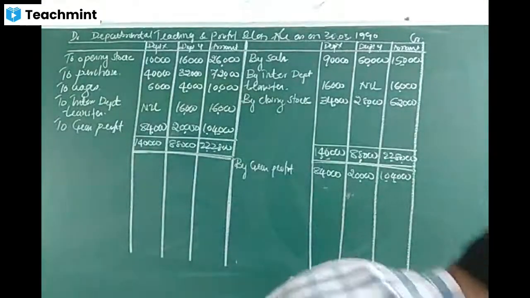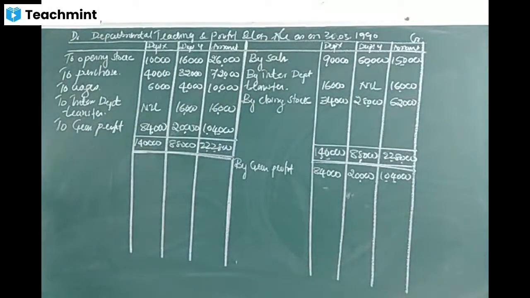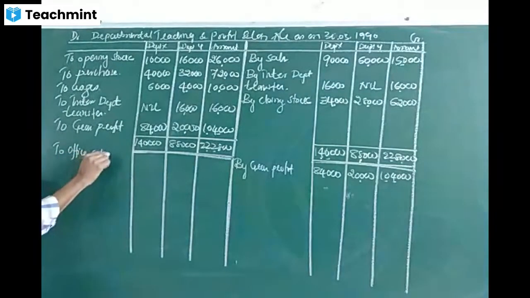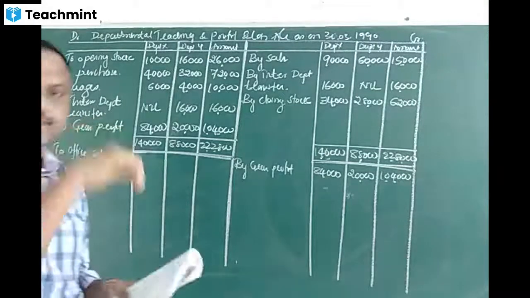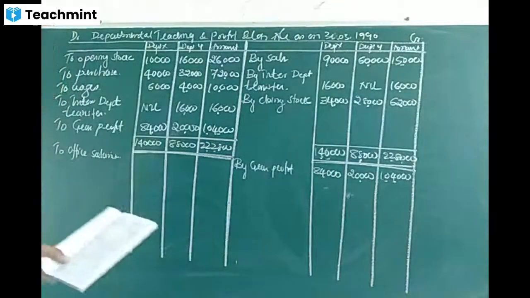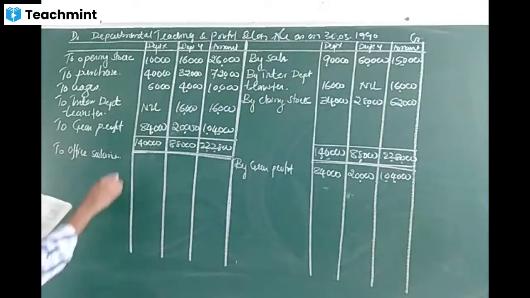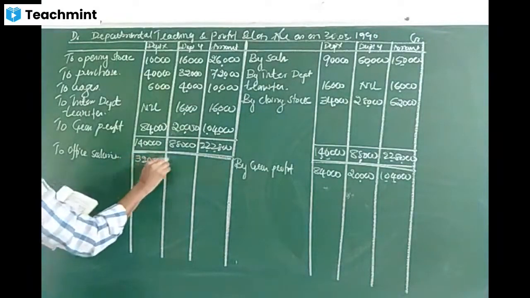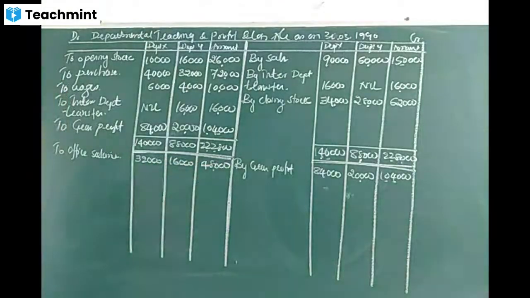So come to this next part. We have recorded opening stock, purchase, wages, sales, and we start with the office salaries. Yesterday we allocated how much? Total office salary 48,000. It means 32,000 and 16,000. Total will become 48,000.